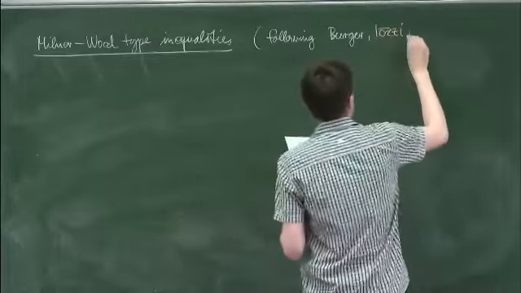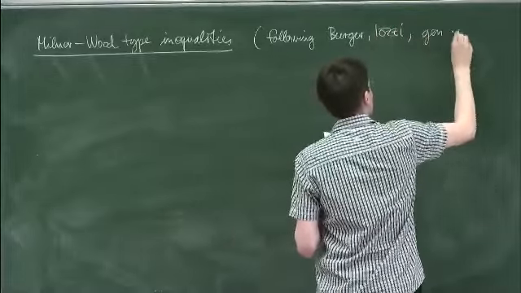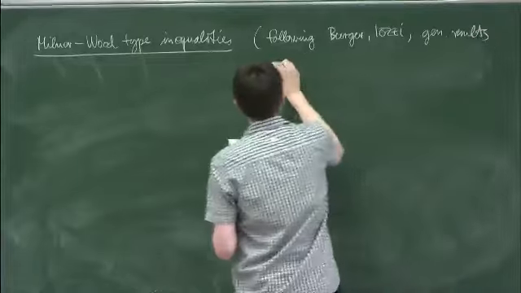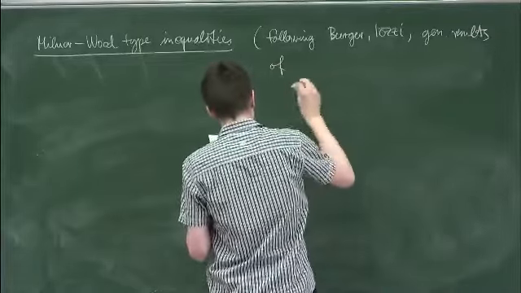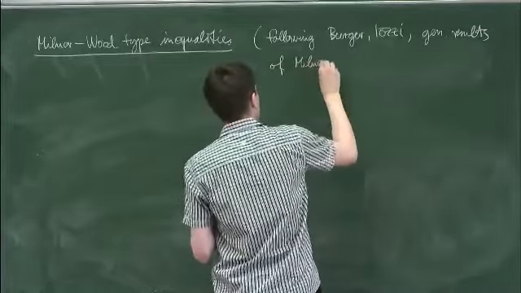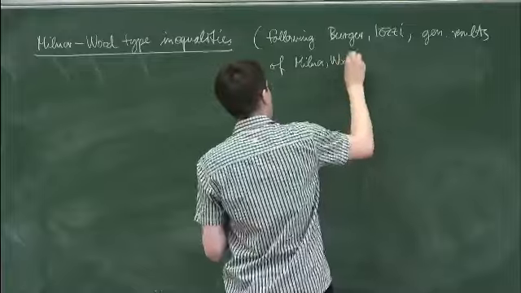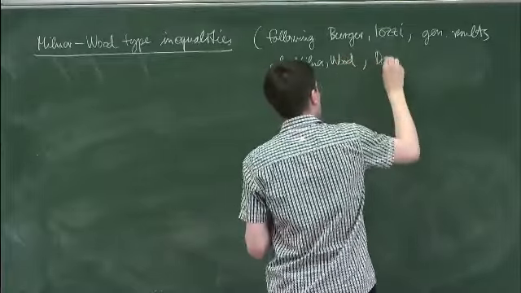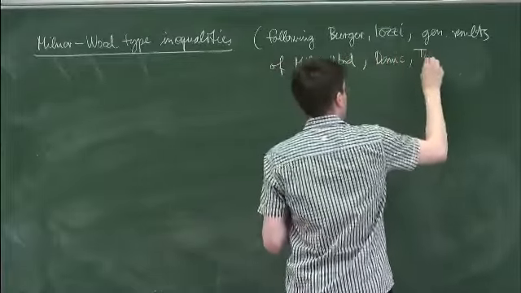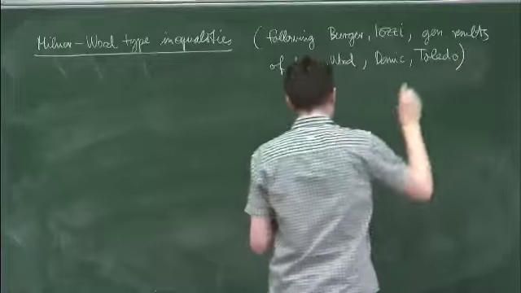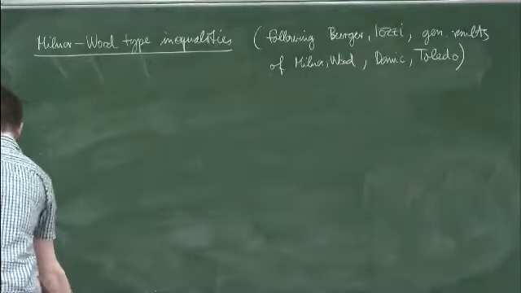And it generalizes results of Milnor, of course, Milnor and Wood, and Domit and Toledo. Okay, so how does this work?